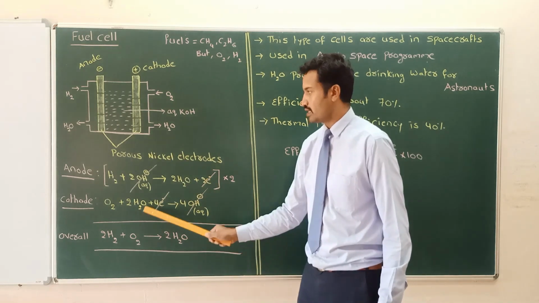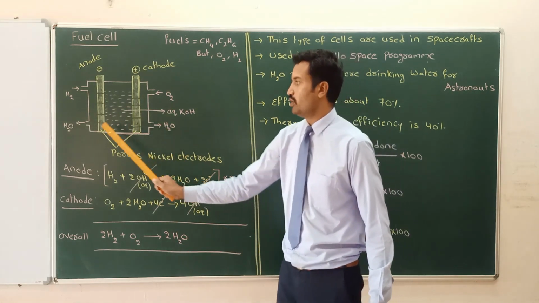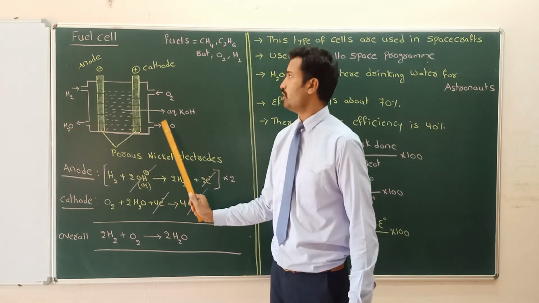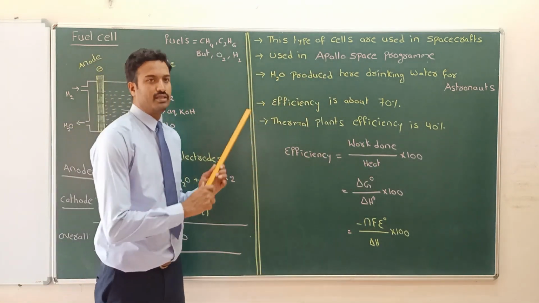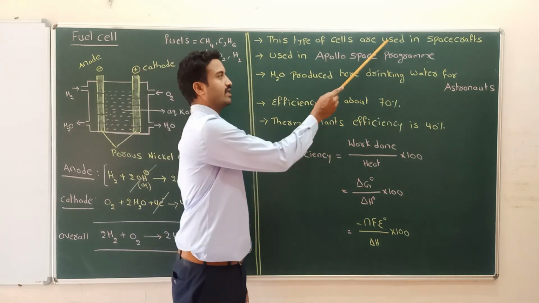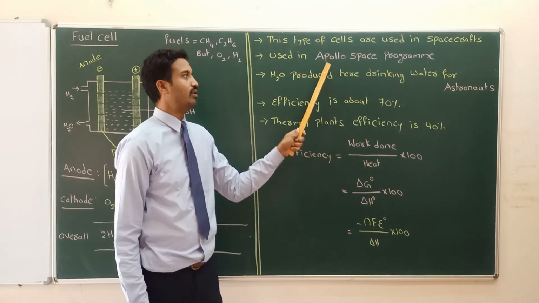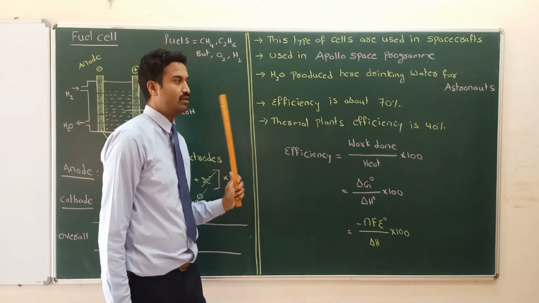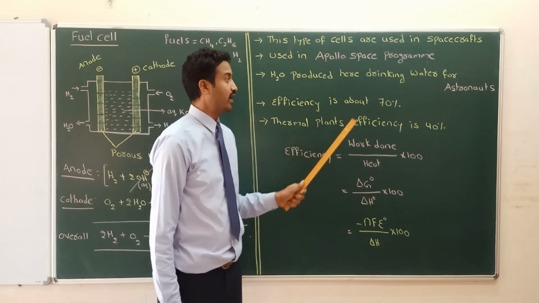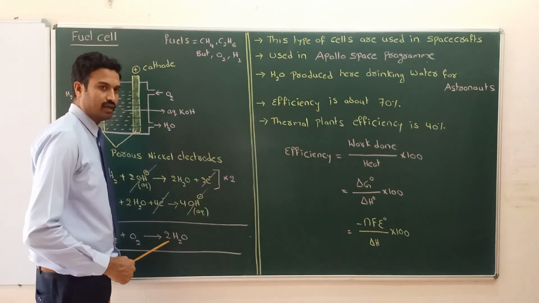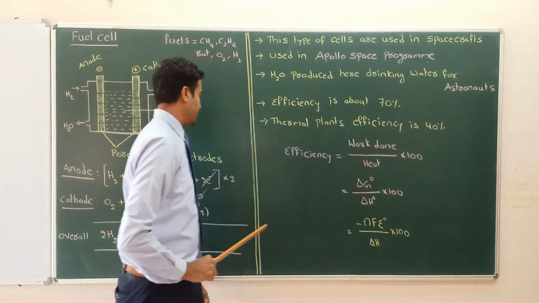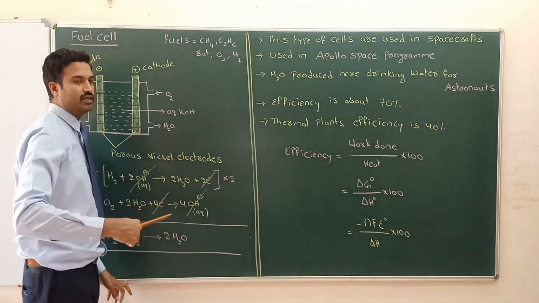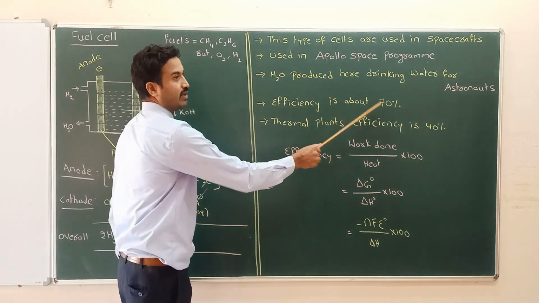So in this reaction, water will be produced. Then we will see the importance of this fuel cell. This fuel cell is used in spacecraft, especially the Apollo space program, where water is produced. This water is used by the astronauts. The next important point is that the efficiency of this fuel cell is 70%.